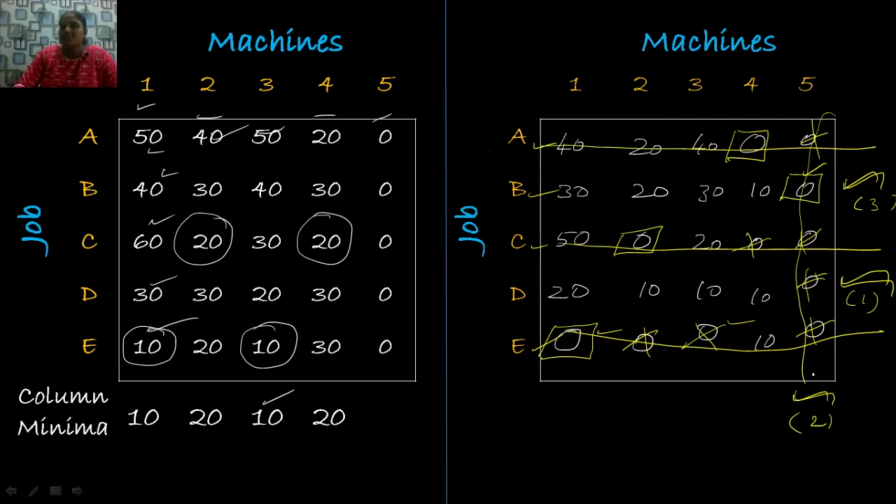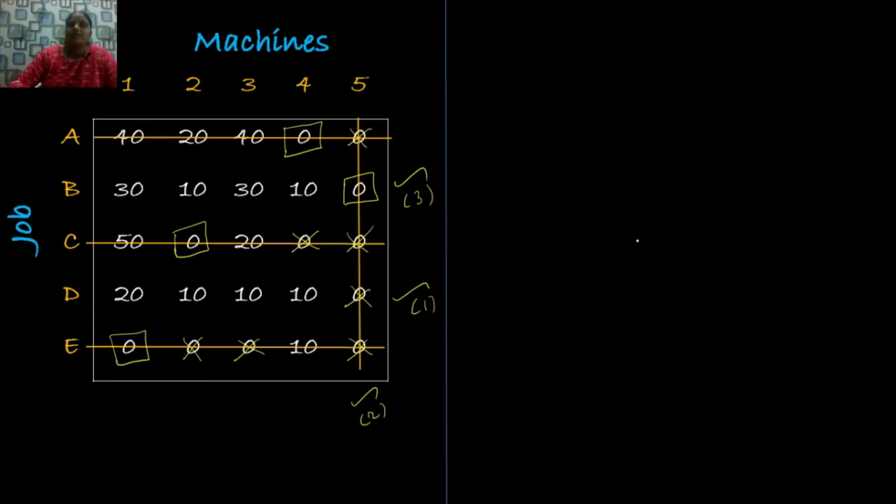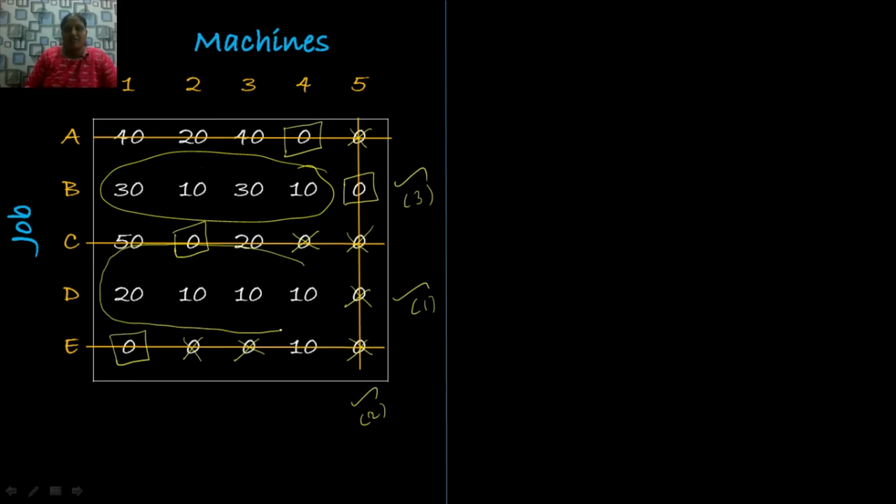After this, let me show this matrix clearly to you now. After this, we have to find out the minimum element which is not covered by any of the straight lines. So these are all the elements which are not covered by any of the straight lines. Among these, you have to choose the minimum element. So the minimum element is 10. 10 is the minimum element which is not covered by any of the straight lines.